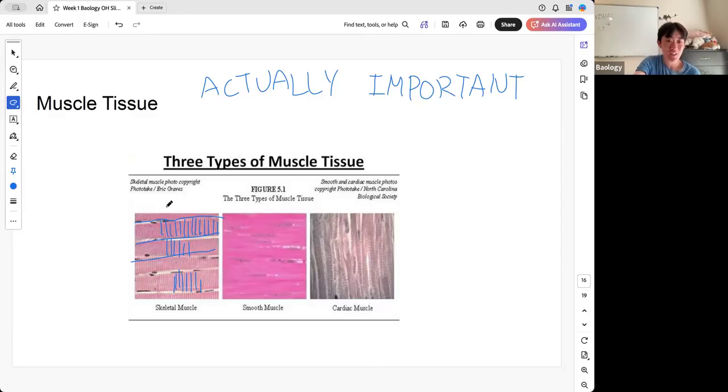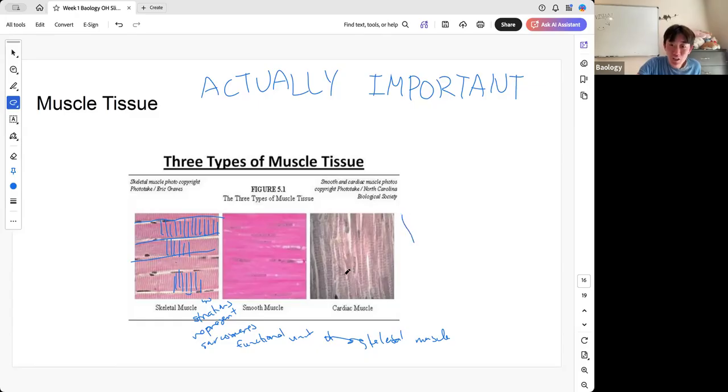They are sarcomeres. Each of these tiny units, each of these striations, represents a sarcomere. And sarcomeres are the functional unit of skeletal muscle. Each of these sarcomeres contracts or extends, and that's what causes the entire muscle to contract or extend. Now, smooth muscle, this is not the best representative picture, so let me talk about cardiac muscle first.